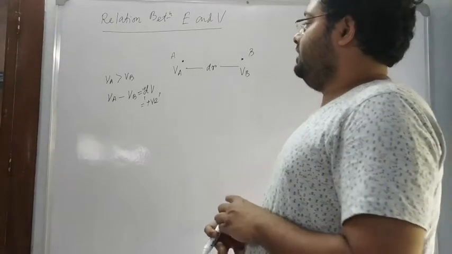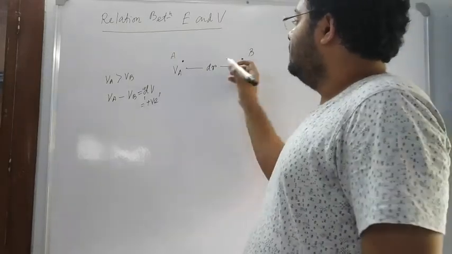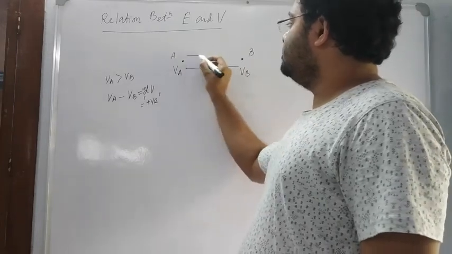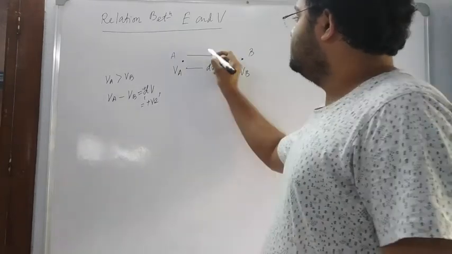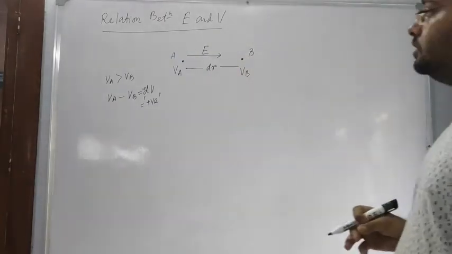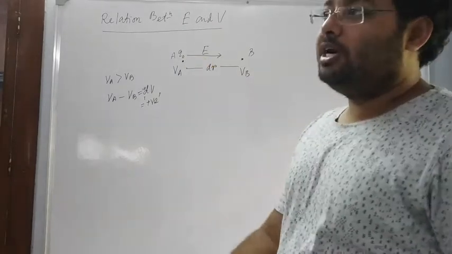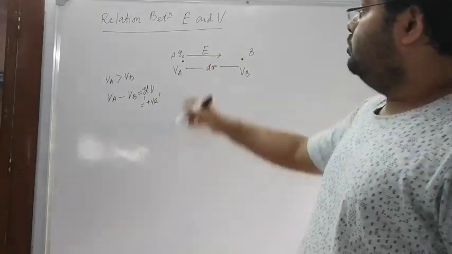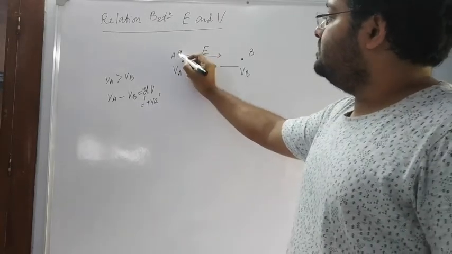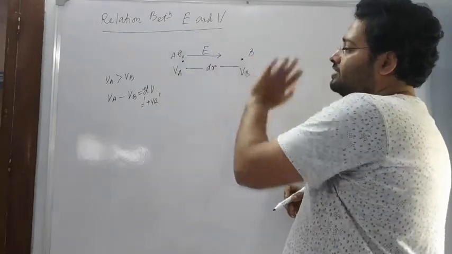So, what is the direction of electric field here? Let us assume the electric field is from higher potential to lower potential. This is the direction of electric field here. So, say you take a test charge Q0 and put it here. This is a positive charge.